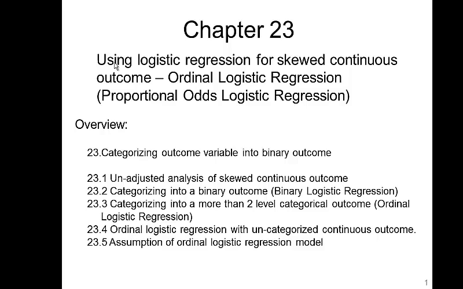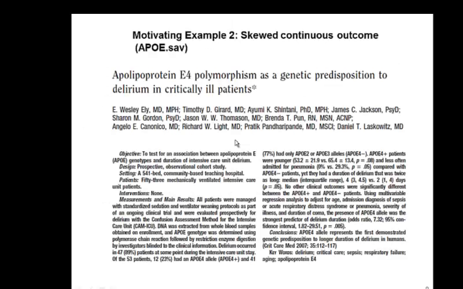In part 1 of the Ordinal Logistic Regression video, we learned how to use this regression when we analyze an outcome variable which has 3 categories in order. In part 2 of this chapter, we are going to use this model to analyze a skewed continuous outcome variable. This study is one of my collaborative studies.